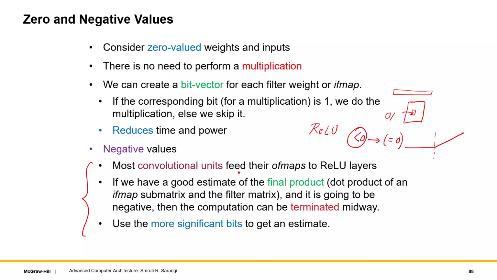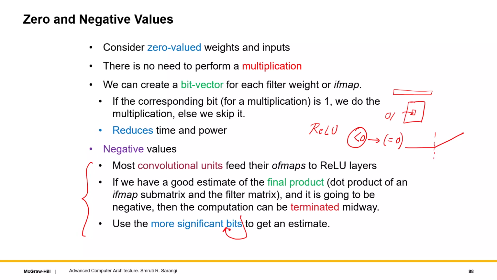So if we can somehow get a good estimate of what the final convolution will be like, which is nothing but taking a dot product of two matrices, an element wise multiplication, and we have some idea that the element wise multiplication and the sum is going to be negative, we can terminate the process midway and declare the result to be 0 if a ReLU layer is succeeding it.